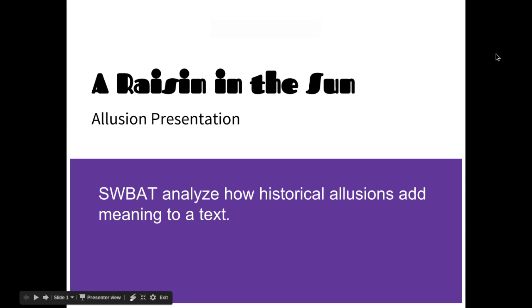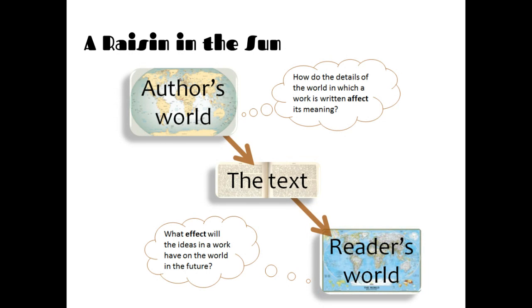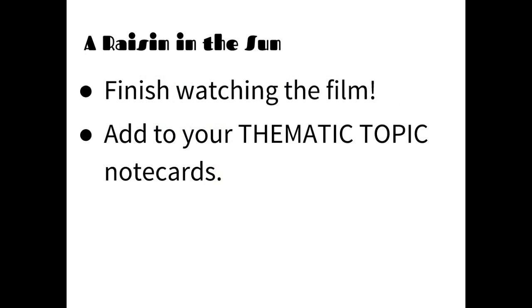Today, you're going to be creating your presentation that will wrap up our literature and context unit. Your presentation needs to demonstrate that you are able to analyze how historical allusions add meaning to a text. Remember, we've been thinking about the text as affected by the world that the author lives in. So, how do the details of the world in which the author lives actually affect its meaning, and how do they help us better understand a text if we understand those details?